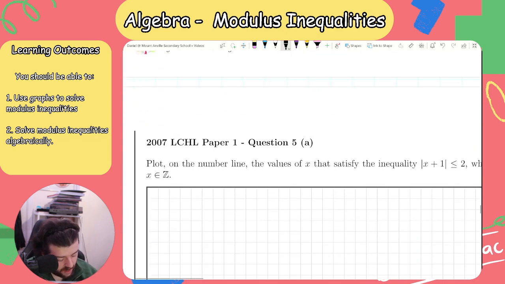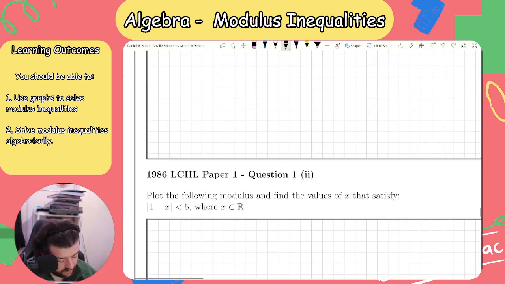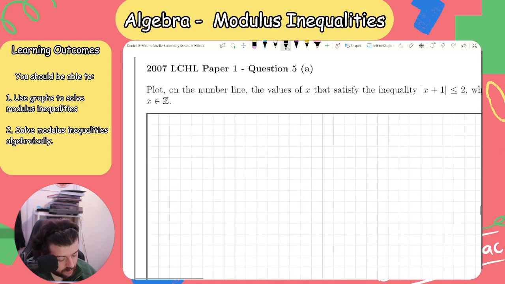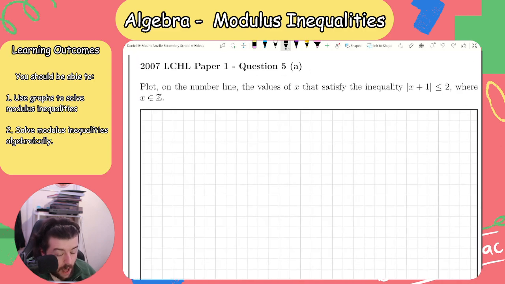Right, 2 questions left. So this one is from 2007. So plot on the number line the values of x that satisfy the inequality modulus of x plus 1 is less than or equal to 2. So I first have to solve this inequality and then I have to plot it on the number line. How fun. So where x is an element of the integers. So whenever I'm plotting on a number line, integers means dots. So I'm doing dots, right? I'm not doing lines, I'm only doing dots.